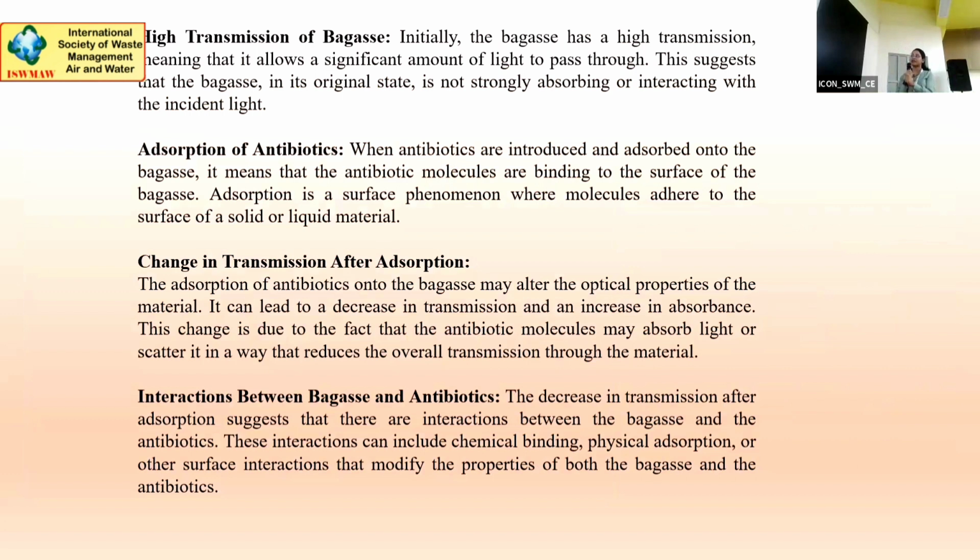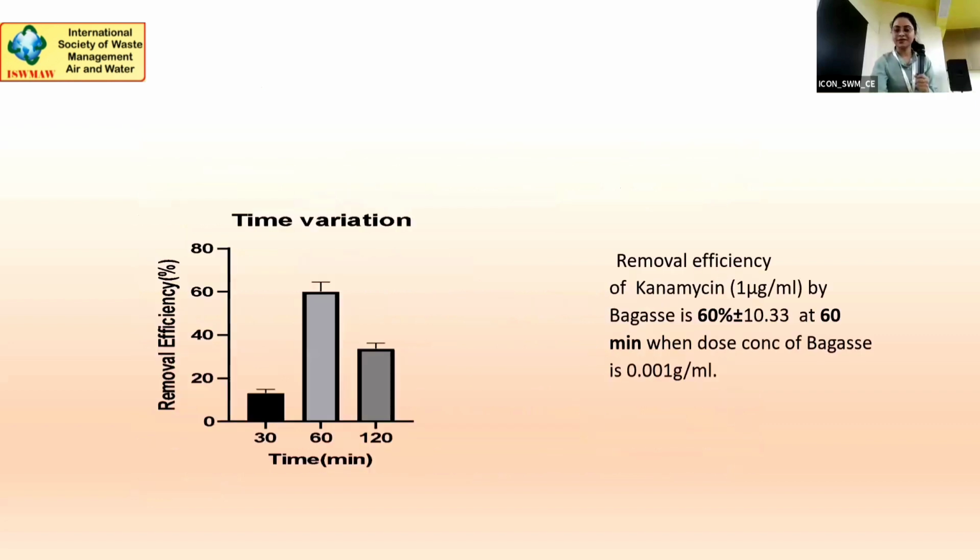The absorption of antibiotic onto the bagasse may alter the optical properties of the material. It can lead to a decrease in the transmission and an increase in absorption. This change is due to the fact that the antibiotic molecules may absorb light or scatter it in a way that affects how the residues transmit through the material. Previous one, please.